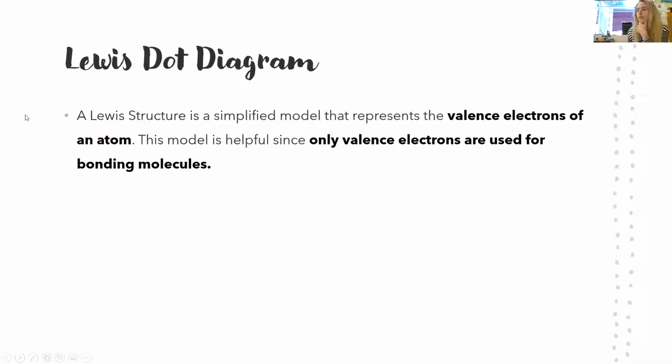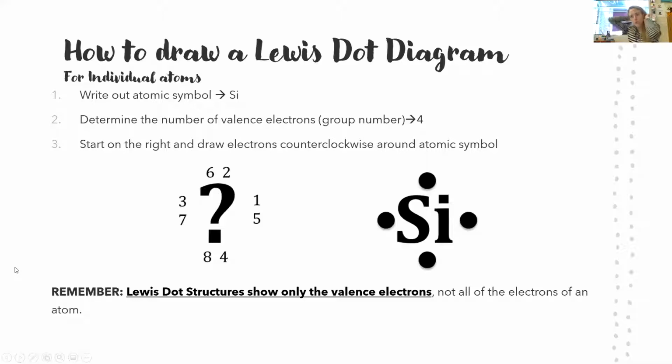All right, so just a brief overview of a Lewis dot diagram. So this is a structure that shows us a simplified model representing the valence electrons for an atom. And it's especially helpful because it only shows valence electrons, which are the only electrons that are actually involved in bonding. All right, so the first thing we need to do when we draw it for individual atoms is to write out the chemical symbol. So our example here is for silicon. We need to determine the number of valence electrons.